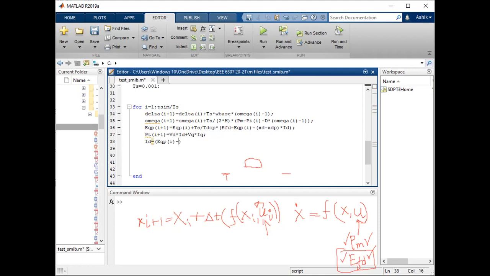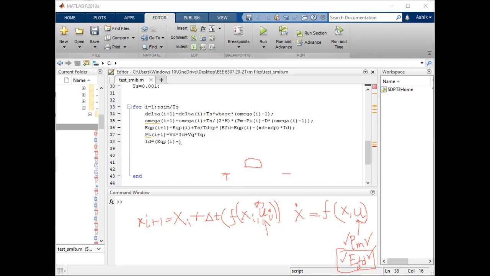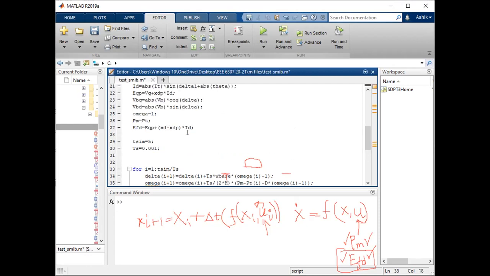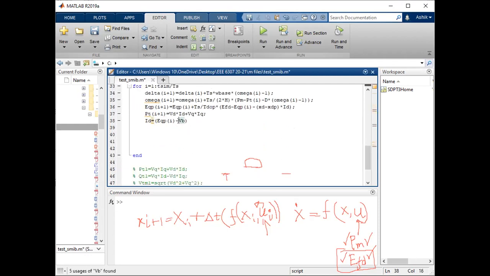EQ prime minus VB cosine delta, and VB should be the magnitude of VB, so it should be absolute of VB into cosine delta. Again, delta is indexed because delta is the state variable. So cosine delta i divided by XD prime plus XT. So this was the expression that we derived and that we used in our previous step of calculation.